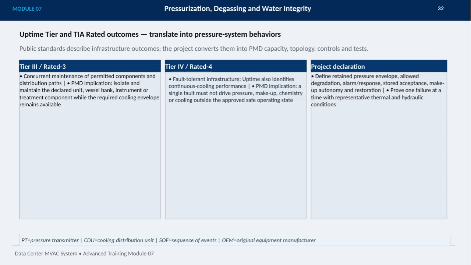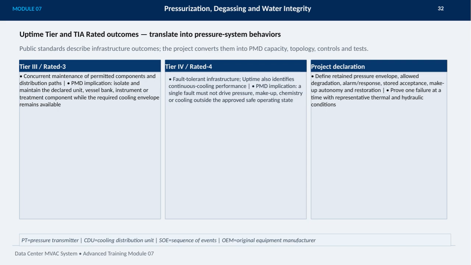In this module, we focus on the critical relationship between Uptime tier and TIA rated outcomes and how those translate directly into pressure system behaviors. Public standards set the expectations for infrastructure performance, but the real challenge is translating these outcomes into practical elements like PMD capacity, system topology, controls, and rigorous testing.